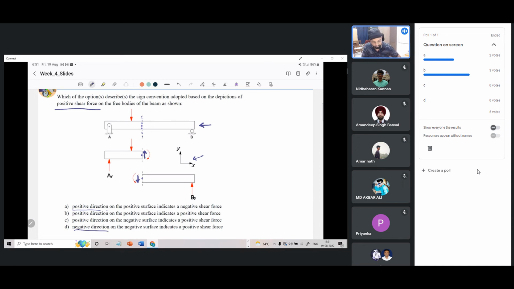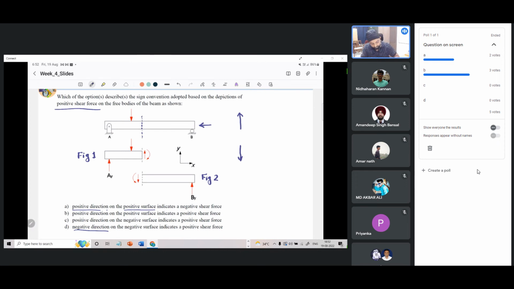These imply y. Positive direction means force pointing upward, because that is what our coordinate system says. Negative direction means this, negative. On a positive surface. Which is the positive surface here? Let us say I erase this, I call this figure 1 and I call this figure 2. Both are representing free body of the beam, two different free bodies of the beam. Out of these, which figure represents a positive surface?